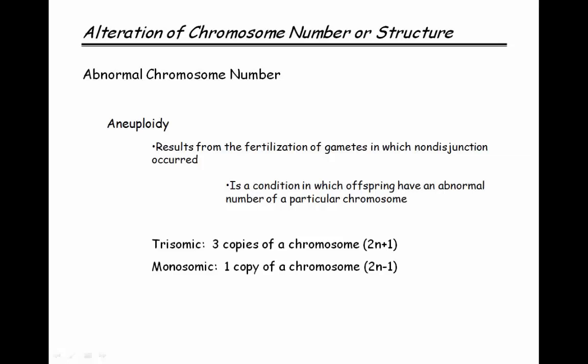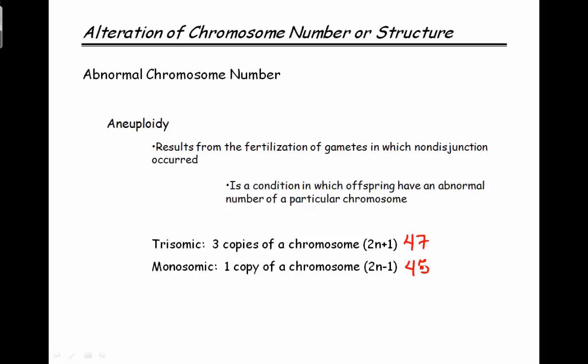We can classify aneuploid conditions based on those off numbers. Trisomic conditions are where we have 3 copies of a particular chromosome. For a human that is trisomic, they would actually have a total chromosome number of 47. We can also have the monosomic condition where there's only 1 copy of a particular chromosome, and that would be a human that has 45 chromosomes in it.